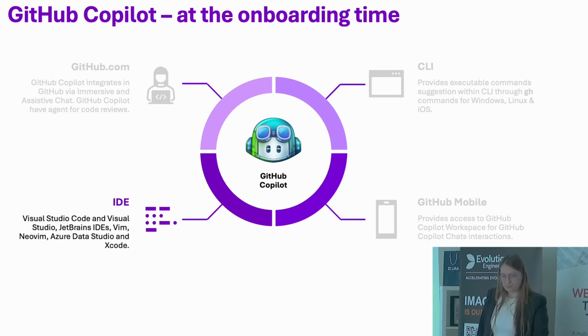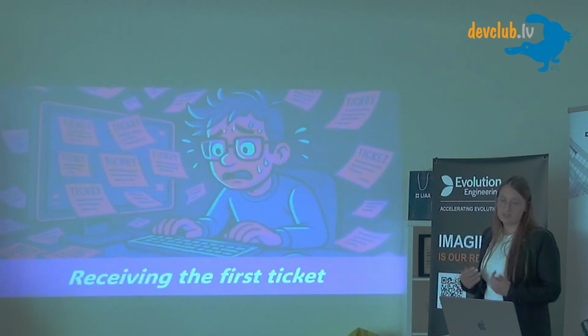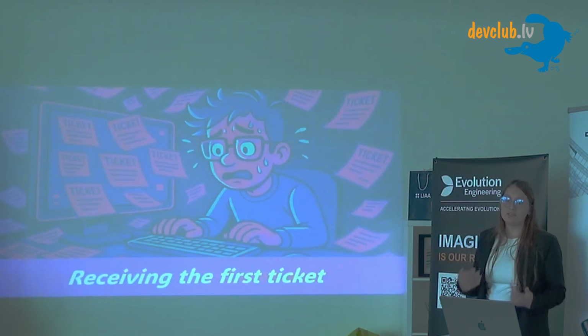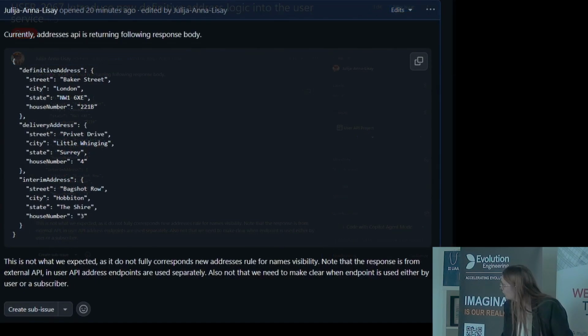So first, let's revisit the first developer ticket that I received in the project. I will try to make this a bit bigger because I believe you will not be able to see it, and I really want you to see it. Let me read it out for you. Currently, the address API is returning the following response body. And we have a response body in JSON.